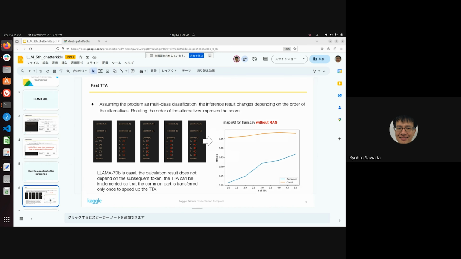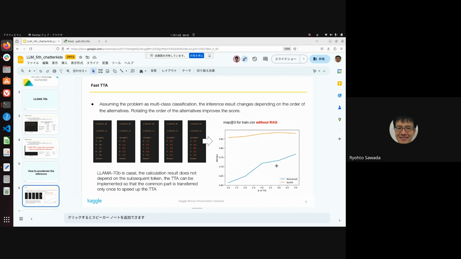Our first point of discussion is fast test time augmentation that rotates the order of the alternatives. The bottom left figure is an example of the rotation. Considering the problem as a multi-class classification, prediction results vary based on the alternative order. The impact of the augmentation is evident, shown in the bottom right figure. That displays the MAP@3 score for train.csv without RAG. Untrained Llama 70 billion, the blue line, and trained Llama 70 billion, the orange line, both benefit from augmentation.